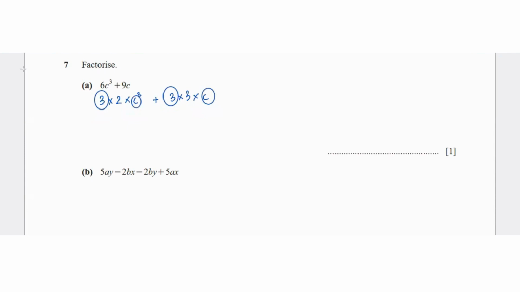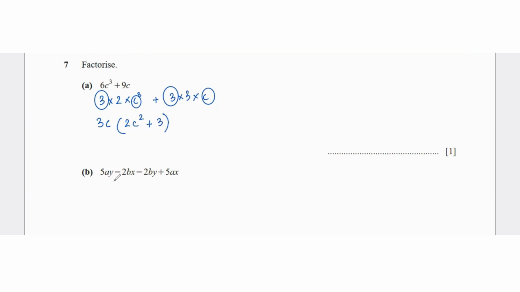So that means it's going to be 3c brackets 2c square plus 3. The reason why it's 2c square is because when we took the c common from both the terms, the c cube has been reduced by 1c. So that means it becomes c square.